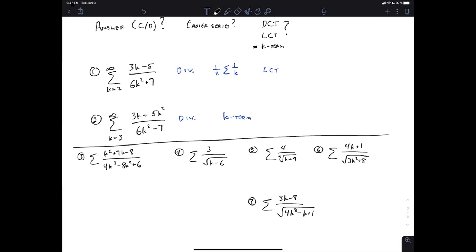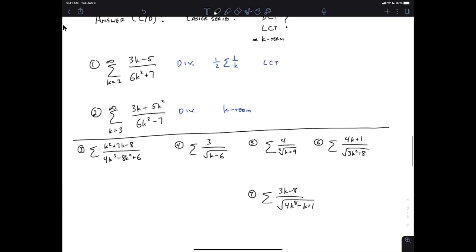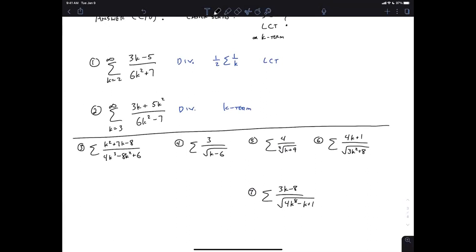Okay, so we're going to go ahead and start working these. The first one, you would end up comparing this to 1/4. Whoops, let's do this in a different color. So you compare this to 1/4 times the sum 1/k, which means that it diverges. You would want the original to be bigger, so direct comparison test would work. Limit comparison test would also work. So you could pick which one you want. Does that make sense, everybody? Any questions?